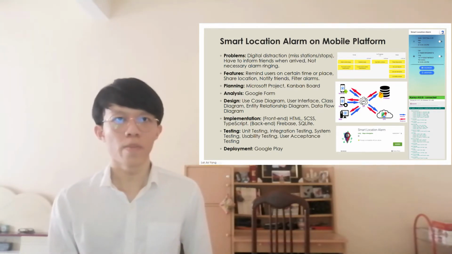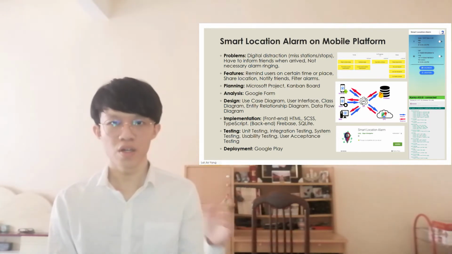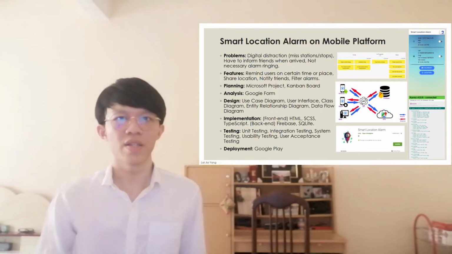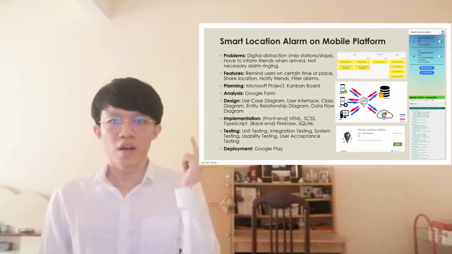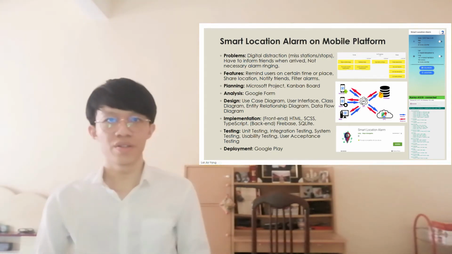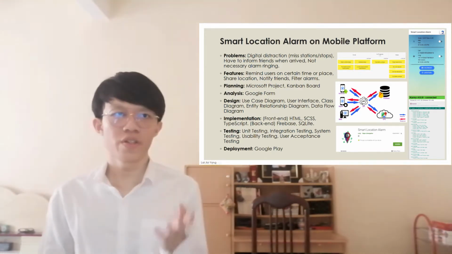Now I'm going to talk about the development process of the Smart Location Alarm application based on SDLC, the Software Development Lifecycle. There are 6 phases in SDLC, which are planning, analysis, design, implementation, testing, and deployment or maintenance. Different tools are used in different phases.